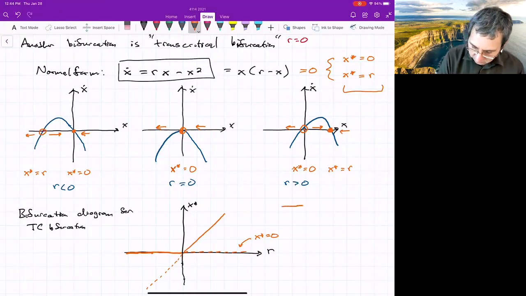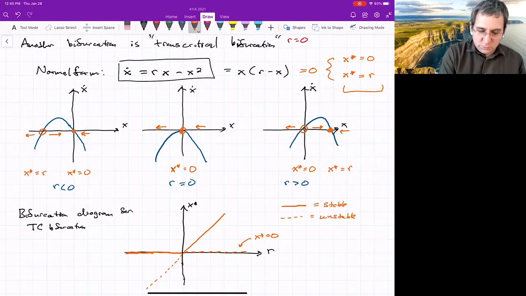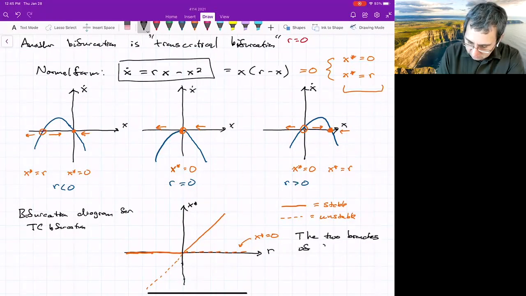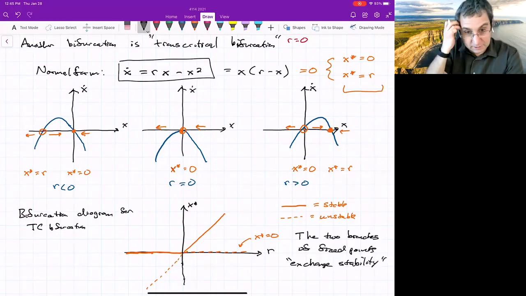And remember what our convention was: solid line equals stable, dashed line equals unstable. So the two branches of equilibrium points exchange stability. This is sometimes called the exchange of stability bifurcation of the two branches. That's a bit odd, but that's how it goes.